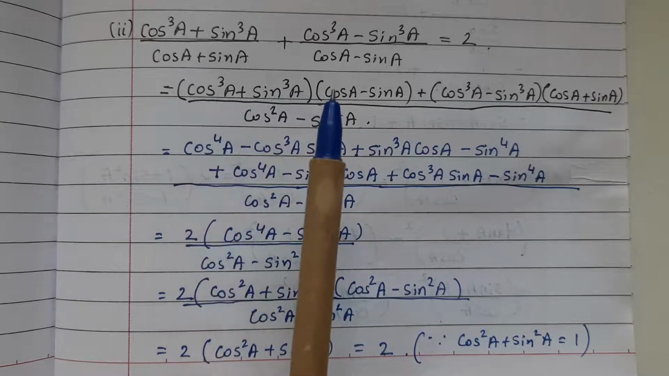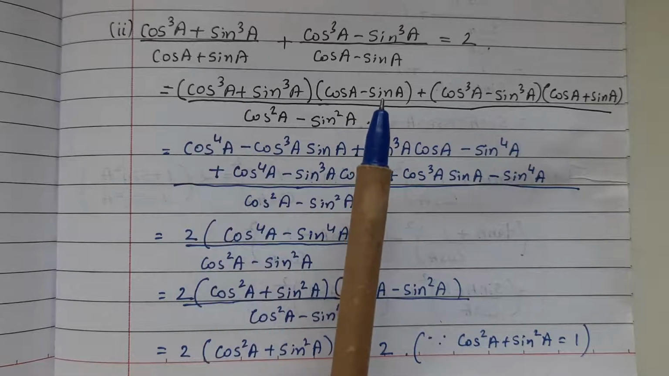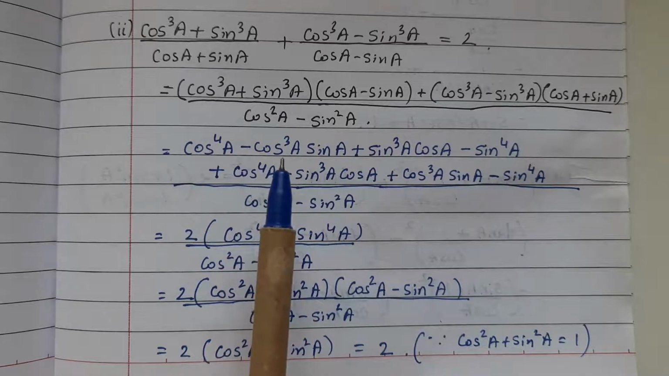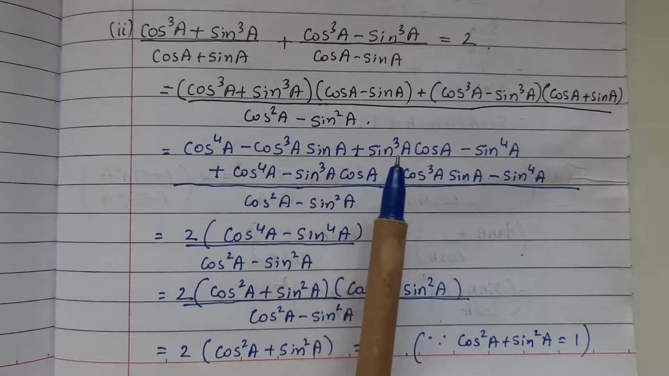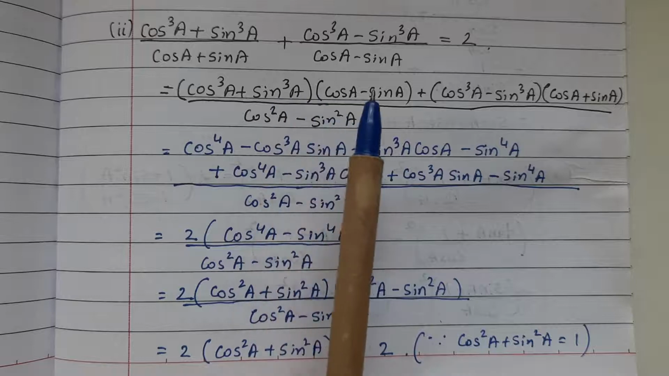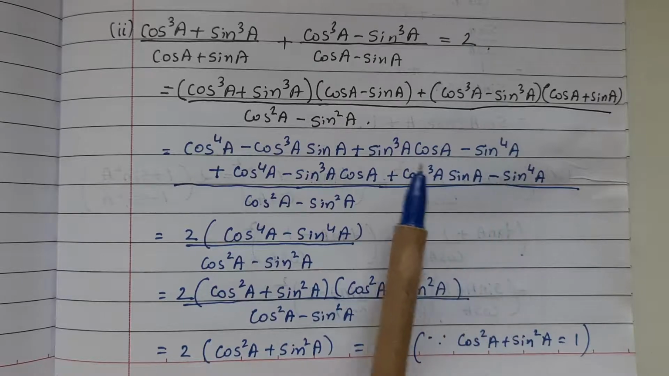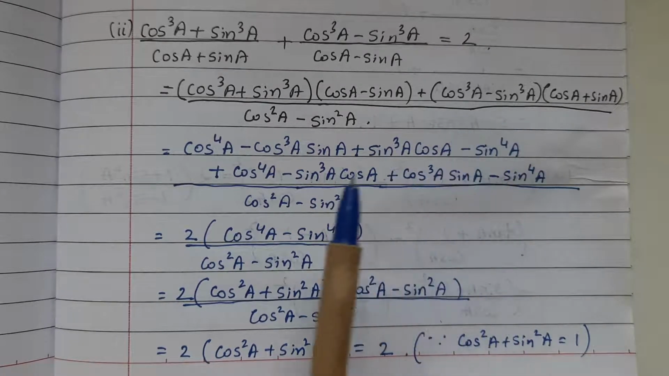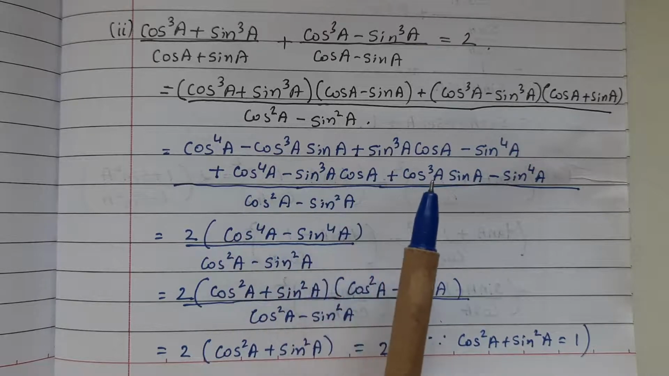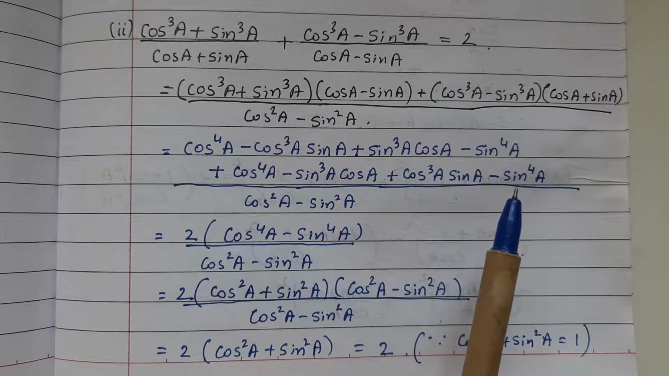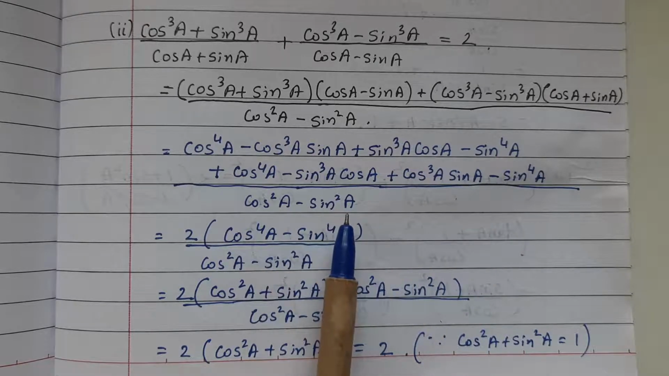Cos cube A into cos A, cos raised to 4A, cos cube A into minus sin A is minus cos cube A sin A. Sin cube A into cos A is plus sin cube A cos A. Sin cube A into minus sin A is minus sin raised to 4A upon, same way open this bracket, cos raised to 4A minus sin cube A cos A plus cos cube A sin A minus sin raised to 4A upon cos square A minus sin square A.